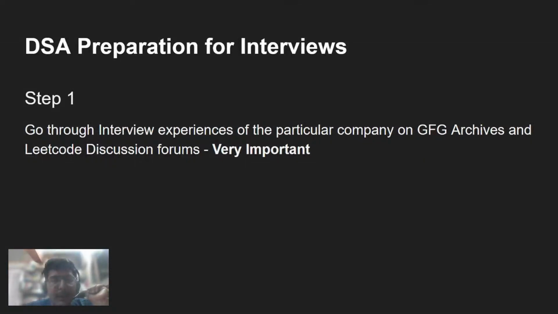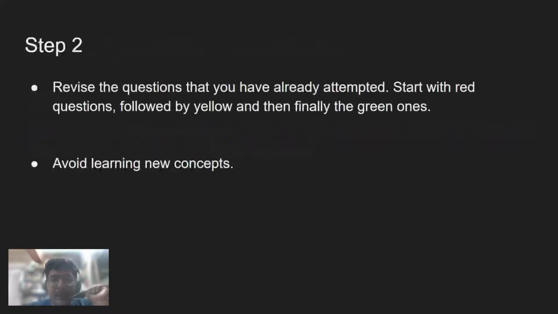The next step, step two, is to revise the questions that you have already attempted. Like I told you, when I solved my DSA sheet, I had marked my problems using a color code of green, yellow, and red. So it's time that you revise those questions. You have solved them already, but you need to revise them. And when you start revising, you should start with the red questions, because these are the questions where you got stuck, where you could not develop the logic, and you had to take help. You had to look at the solution, and then only you could come up with the code.